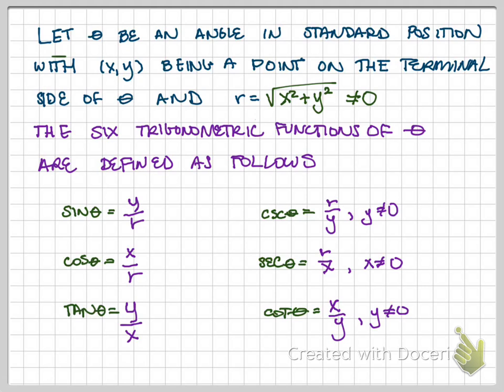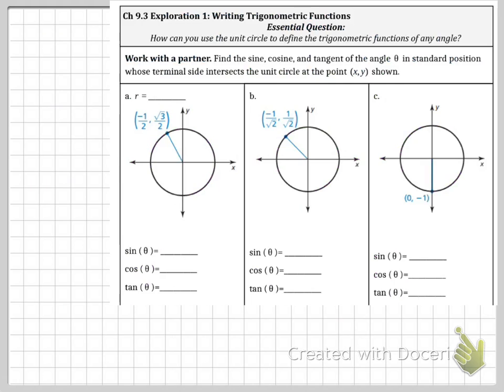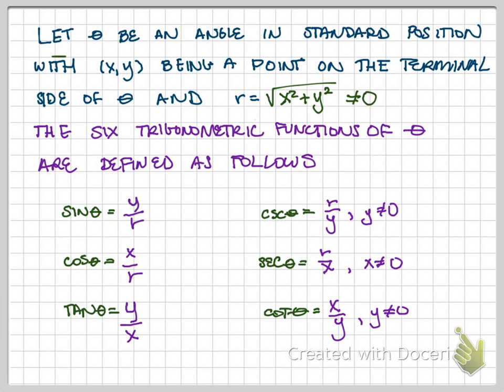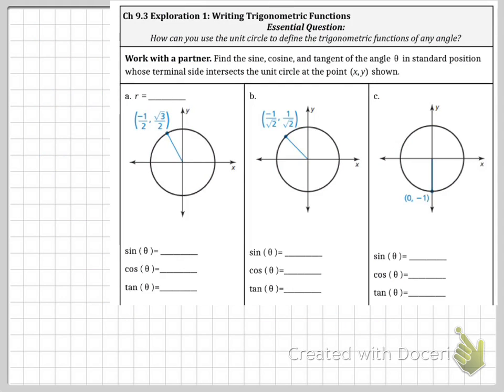So if this is true, what I want you to try is the exploration on the next slide, where you're trying to use a unit circle to define the trig functions of any angle. And so here is x and y. You need to try to figure out what the radius is here. Once you figure out the radius, then you can use those ratios on this page to figure out these values. So go ahead and pause the video at this point so you can try these out.